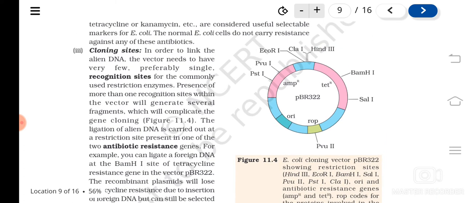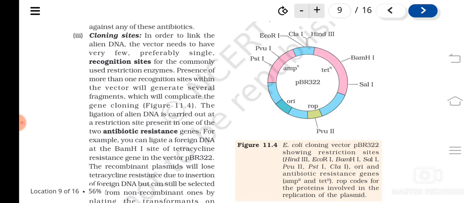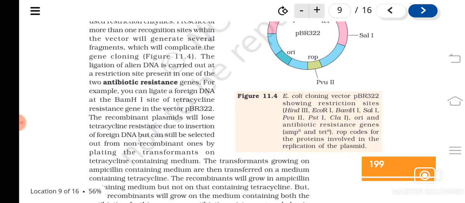So here you can see there are two antibiotic resistance sites. This is the tetracycline resistance site, and this is the ampicillin resistance site. In the tetracycline resistance gene, at the BamH1 site, the foreign gene can be added. So the recombinant plasmids will lose the tetracycline resistance. Why? Because once any foreign gene is introduced into a gene sequence, its quality will get changed. Due to mutation, we learned that, isn't it?